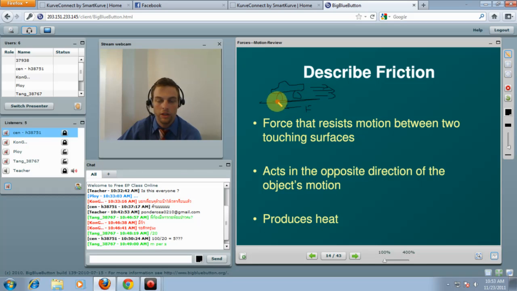If there was no friction, the car would be able to move much more easily along the road. But since it's touching another surface, there's going to be a force acting against the movement of the car, and we call that friction. It says here, it acts in the opposite direction of the object's motion. So whatever direction the object's moving, friction is going to be an opposing force, meaning that it goes in the opposite direction.